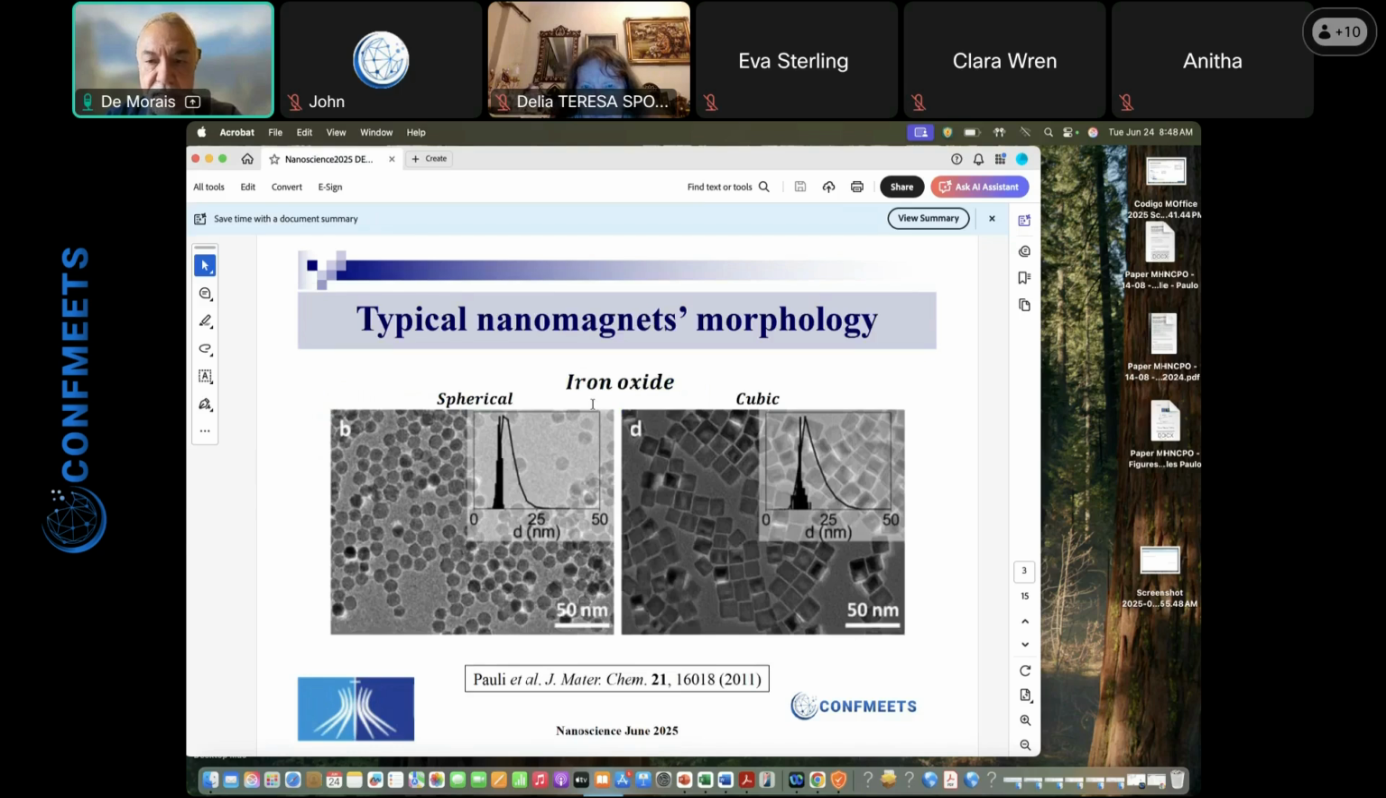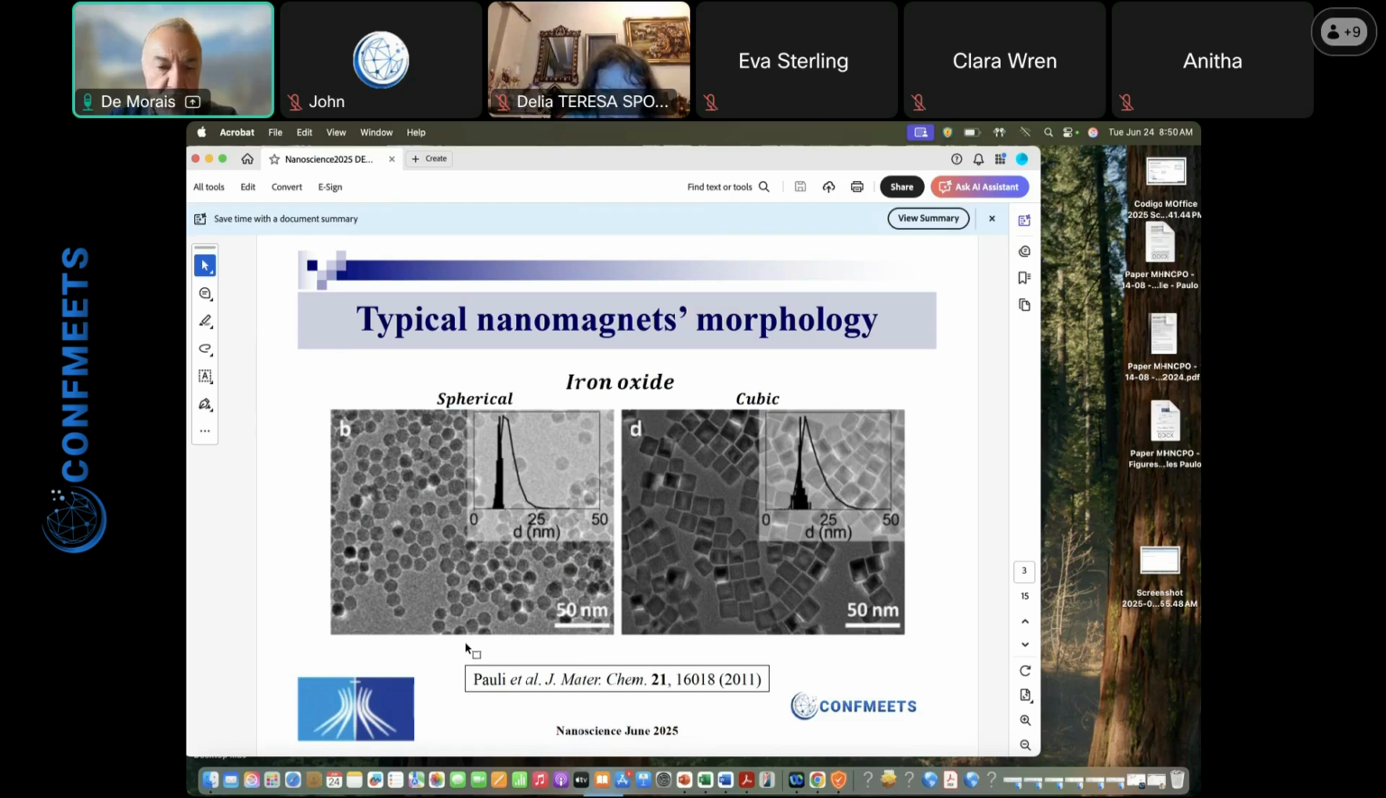So, if you look at the literature, typically spherical morphology is the most standard you can find on most of the nanomaterials. In case of iron oxide phases, you also can find the cubic morphology. So these are two very nice transmission electron microscopy images. And you can see also in the inset the particle size distribution. So the typical size is below 50 nanometer. So you can see a very nice particle size distribution, very nice uniformity in these iron oxide nanoparticles.